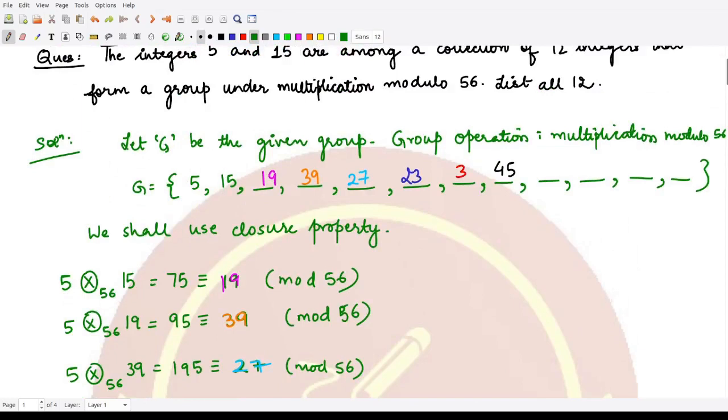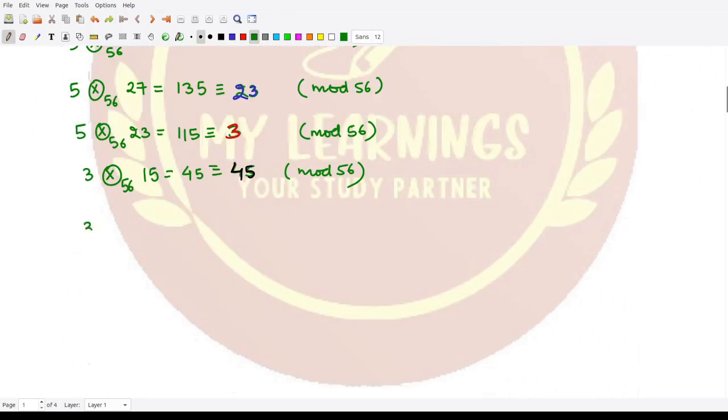3 with 15. Next, you can calculate it with 19. 3 into 19. Let's see, what do we have here? You can take any number. I'm just taking the one which is more suitable to me for calculations.